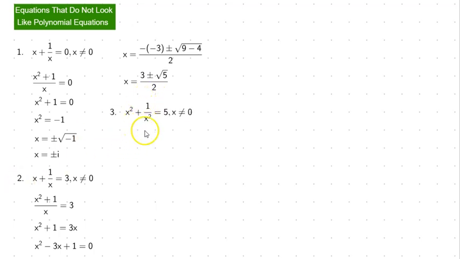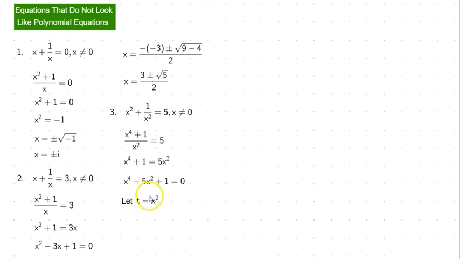Okay, x square plus 1 by x square equal to 5. Again, x is not equal to 0. So now we combine these, we get (x to the power of 4 plus 1) by x square equal to 5. That is x to the power of 4 plus 1 equal to 5x square, and we end up with x to the power of 4 minus 5x square plus 1 equal to 0. A quadratic equation.